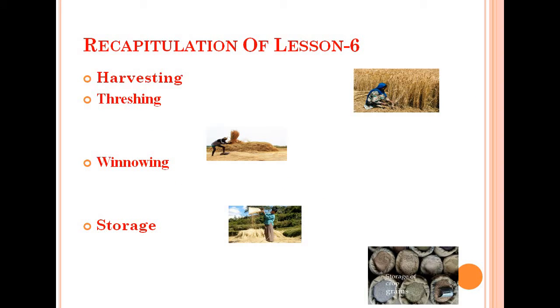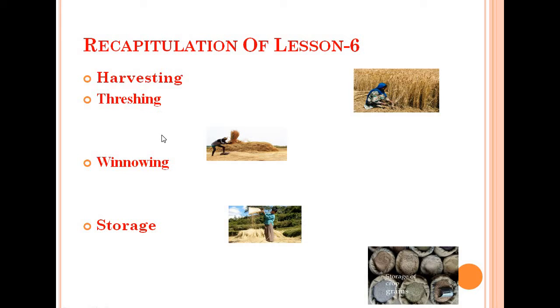After weeding, now we are at the harvesting process. What do you mean by harvesting? It is a process where the crops are cut down when they have grown enough. The harvesting process is followed by threshing and winnowing. In threshing, what is done? The crops are put over stones to separate the grains, and winnowing is the process of separating the grains from the chaff.